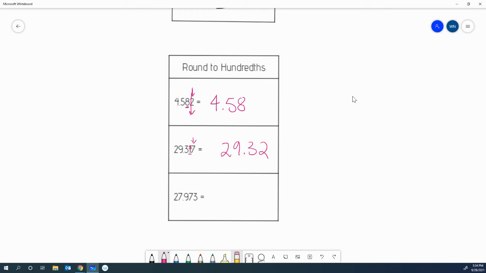Go ahead and try the last one. For this one, you should have underlined the 7, drawn an arrow over the 3. We're rounding to the hundredths place, putting an arrow over the thousandths. The 3 is less than 5, so we're going to let it rest. So we're going to have 27 and 97 hundredths. You leave that 0 off or put it on. It's up to you. 27 and 97 hundredths. Don't forget to bring over that 27 and 9/10, though.